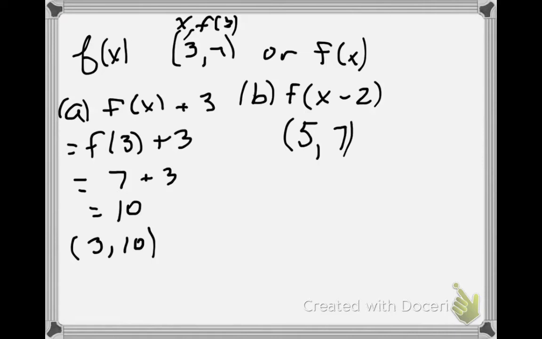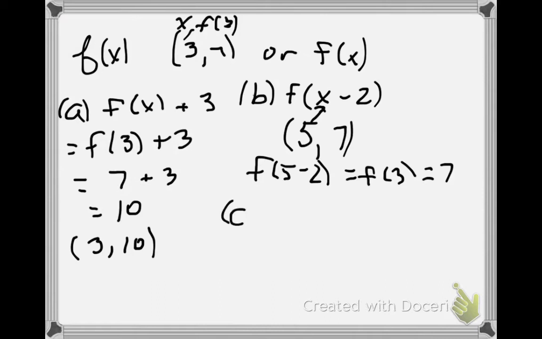Now, if that doesn't make sense to you, put 5 back into this x. What do you get? You get f of 5 minus 2, which would mean f of 3 on the original function, and I gave you that the original value at 3 was 7. So (5, 7) now must be the new corresponding point for f of the quantity x minus 2.